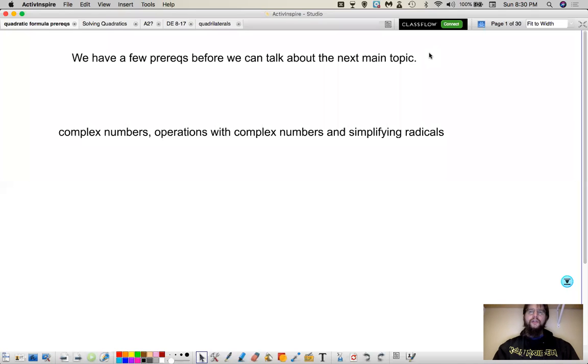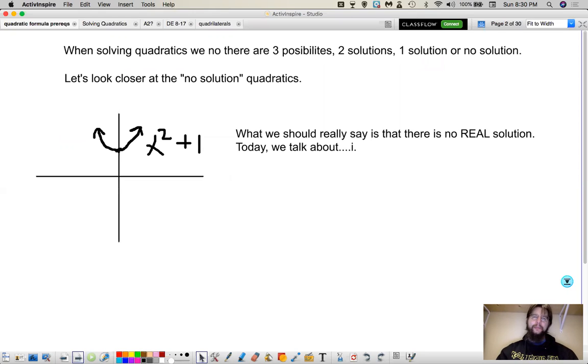Hey guys, so today we're going to talk about a few of the prerequisite requirements to get to the next actual topic. So I really want to get to the quadratic formula, but we have to make sure we understand complex numbers, how to work with them, and how to simplify radicals before we can do that. So let's start with i.